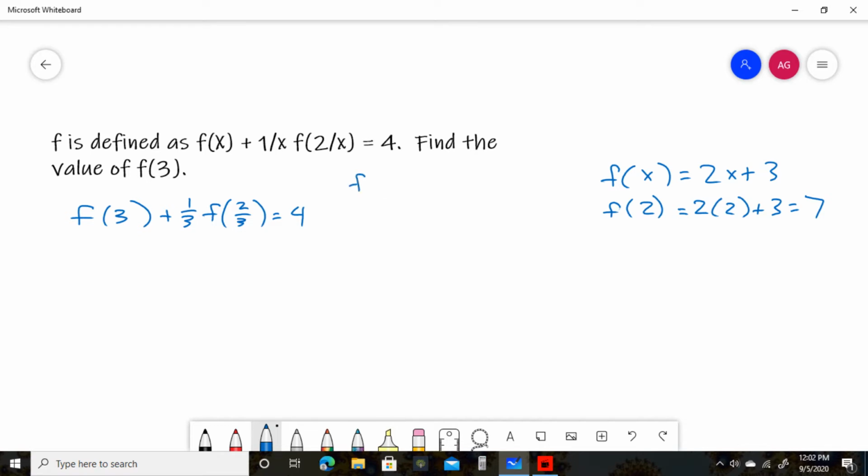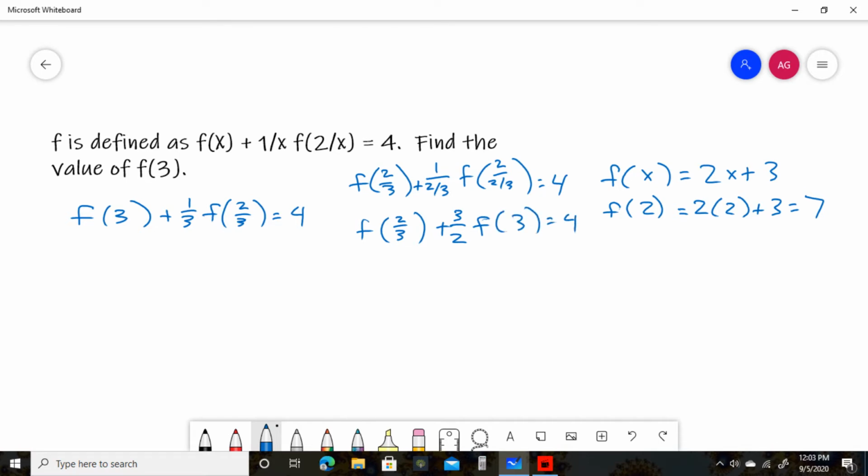So f(2/3) + (1 over 2/3) times f(2 over 2/3) equals 4. Now if I just do some simplifying, this f(2/3) is going to remain the same. 1 over 2/3 is just going to be the reciprocal of 2/3, or 3/2. And then 2 divided by 2/3 is going to be 3. And all of that equals 4.